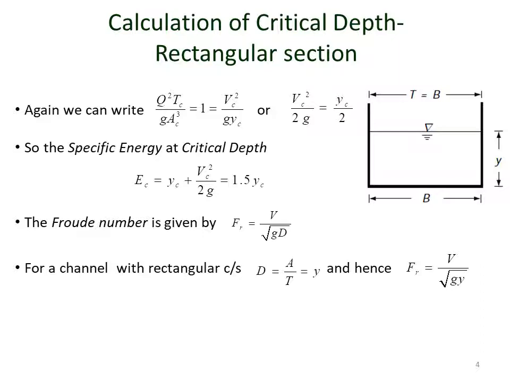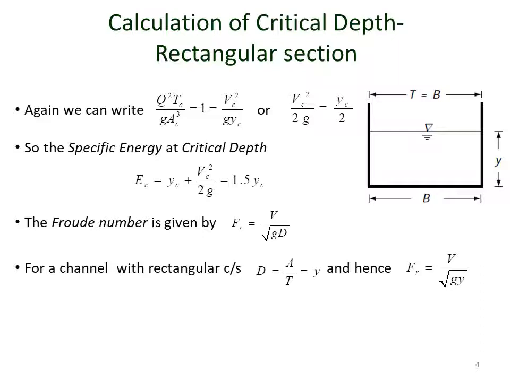The Froude number, what we have already discussed about Froude number. The Froude number is a non-dimensional number given by Fr is equal to capital V by root under G into capital D, where we discussed that capital D is the hydraulic depth, which is used as the characteristic length for open channels.